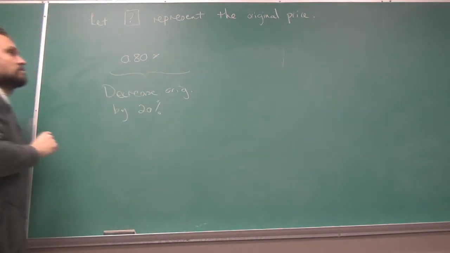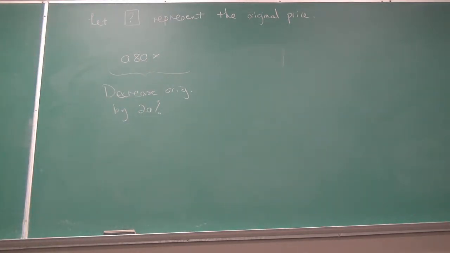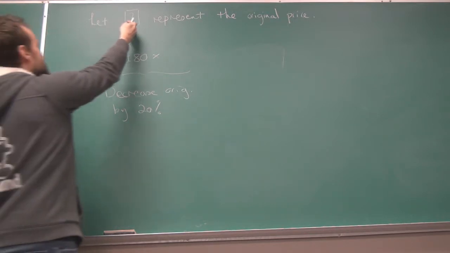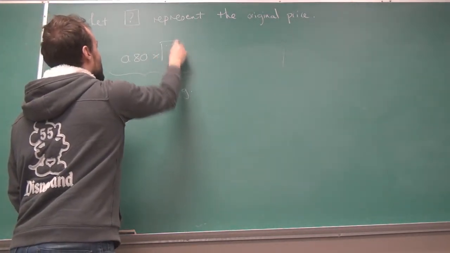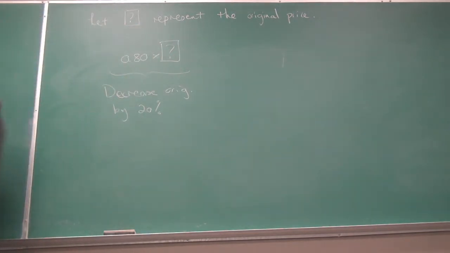Multiply. What do I multiply by? The original amount, which is represented by the question mark. Now I don't know, there's a number behind this question mark. I just can't see the number. There is a number. Just don't know what it is. So that question mark in a box behaves just like any other number.